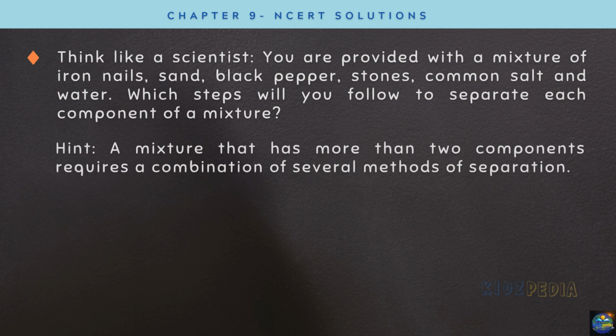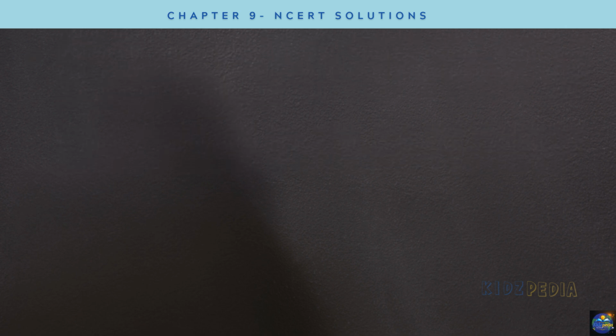A mixture that has more than two components requires a combination of several methods of separation. So this hint means that when a mixture has many components, we cannot use just one method to separate everything. We need to use a combination of different methods one after another.